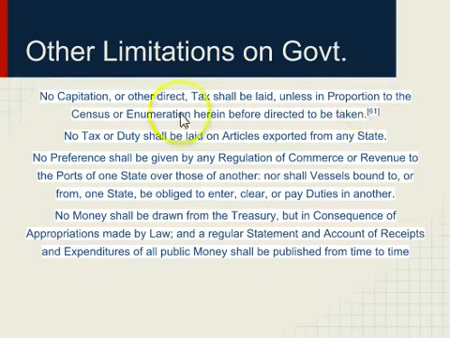Taxes are going to be in proportion to the census. So each state is going to pay a percentage based on its population. If they need $1 million, they're going to divide that $1 million up amongst the states.